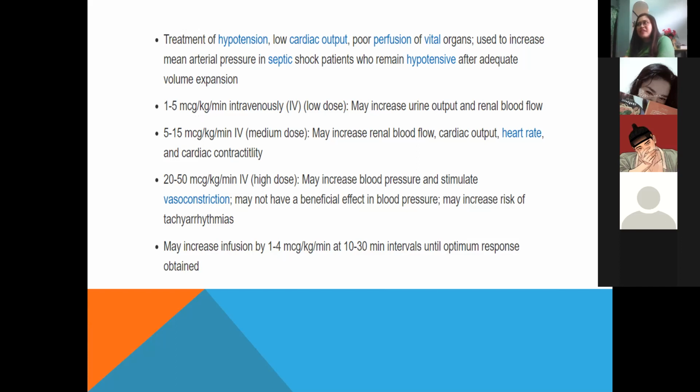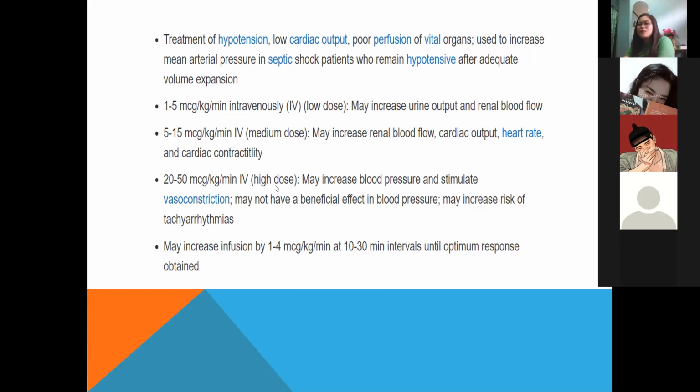However, at intermediate or medium dose, that's 5 to 15 micrograms per kilograms per minute IV gihapon, though it can also increase renal blood flow, it can may effect na siya on the heart. So it can increase the cardiac output, the heart rate, and at the same time, the cardiac contractility. So inyong tandaan, low dose is more on the kidneys, intermediate dose is more sa heart. So heart rate, contractility, cardiac output.